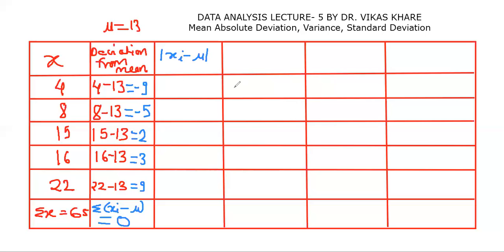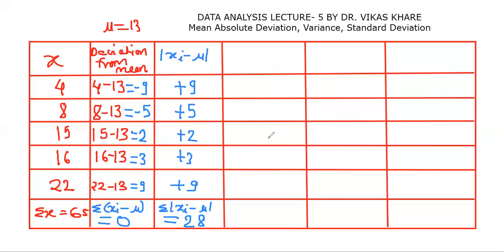So now the mod of xi minus mu. Minus 9 is converted into plus 9, minus 5 into plus 5, 2 is already positive, so plus 2, plus 3 and plus 9. So now the summation of mod of xi minus mu is equal to 28. So first we identify the deviation from mean, then find the summation of mod of xi minus mu.